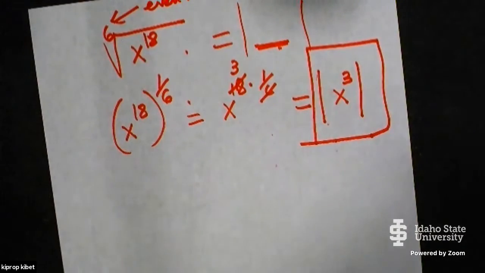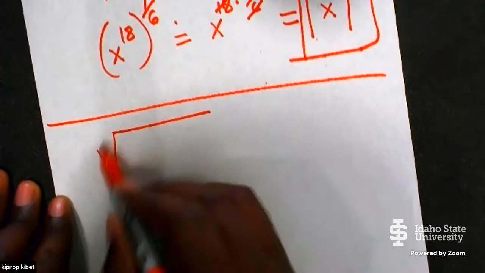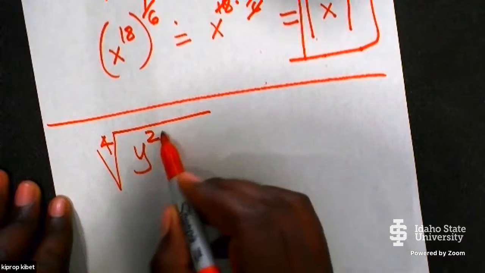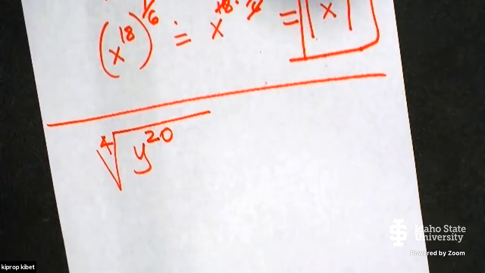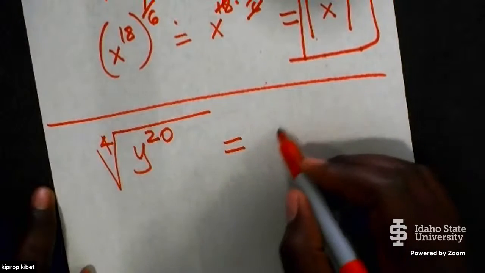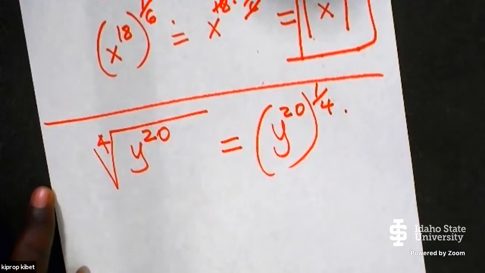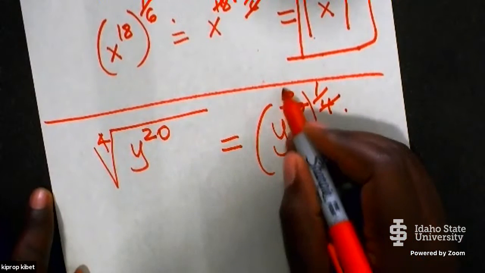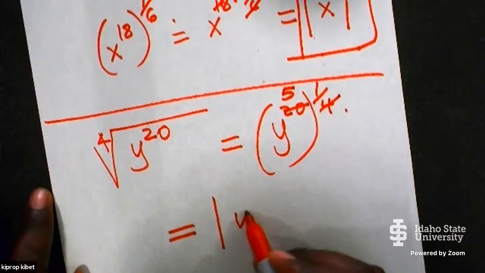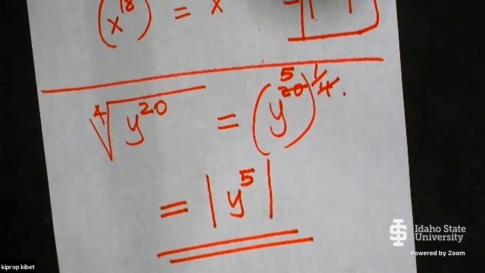All right, so finally, an example which is still there is the 4th root of y raised to 20. So what do you get? It is similar to y raised to 20, then this one raised to 1 over 4. So when you cancel this and that, you get 5. So finally, our answer would be the absolute value of y raised to 5.